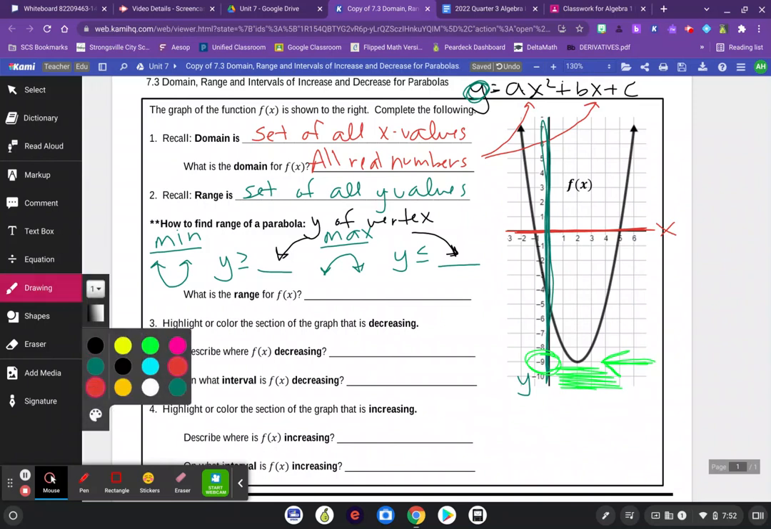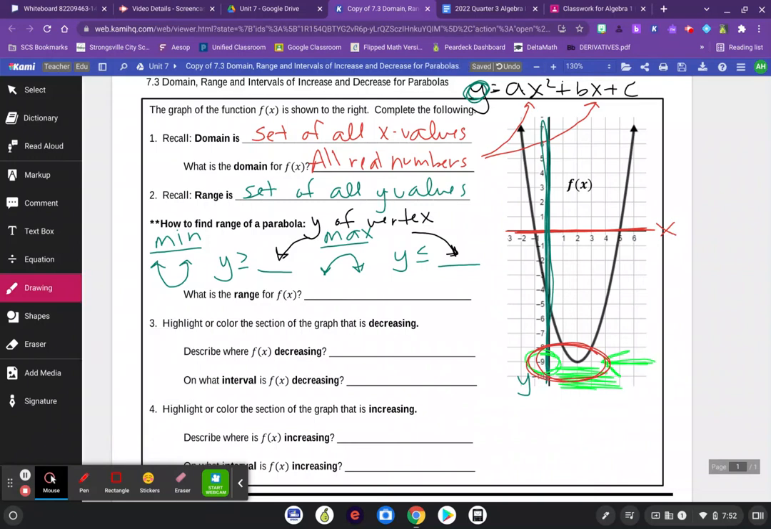Okay, so we use the y of the vertex. Again, notice when I'm over here, the y of my vertex is -9. And because this graph has a minimum, it opens up. That means that all of my y values are greater than or equal to -9. And so I'm using the y of the vertex to indicate what the range values are.